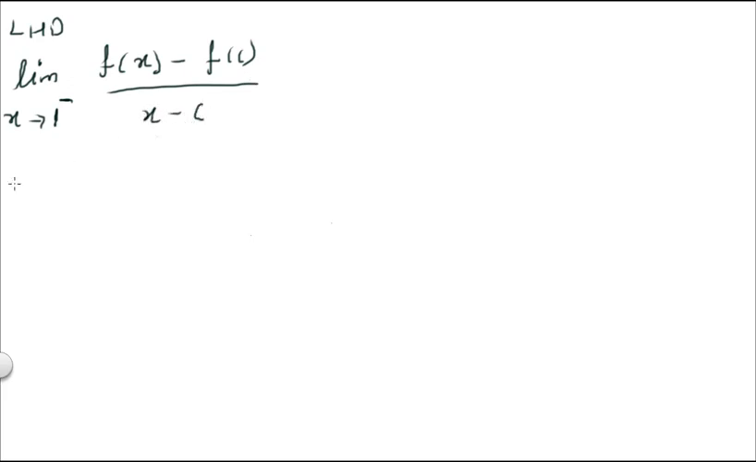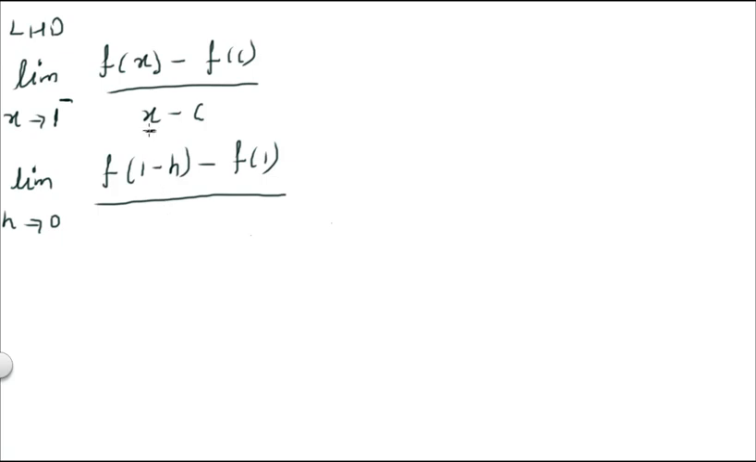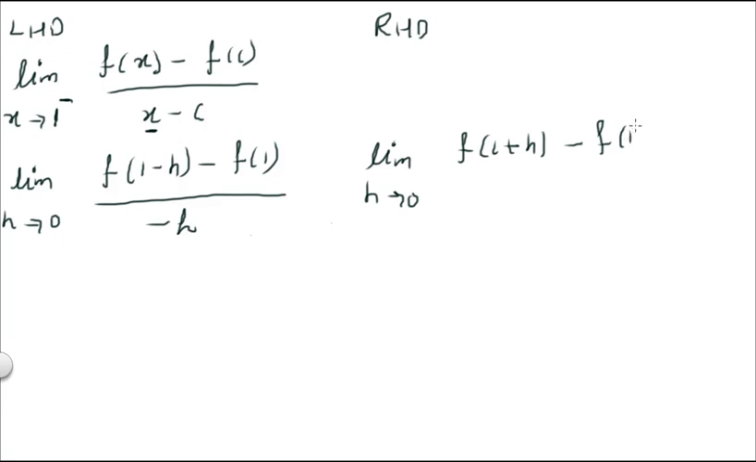So for 1 minus, when we check and change the limit to h tending to 0, now we can directly write 1 minus h minus f of 1 divided by, now see, you will write 1 minus h minus 1. So you will be left with minus h. This is the thing which I wrote earlier, using this formula. Now in RHD, when we solve, what should I write? You just see, limit h tending to 0, f of 1 plus h minus f of 1 divided by h.